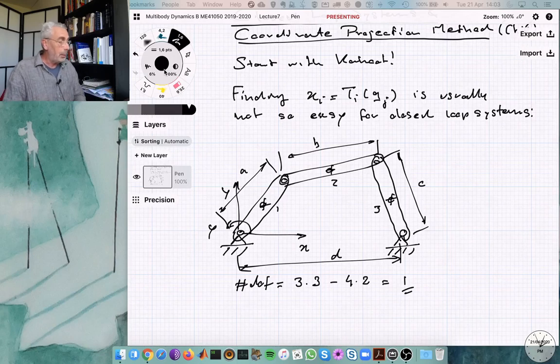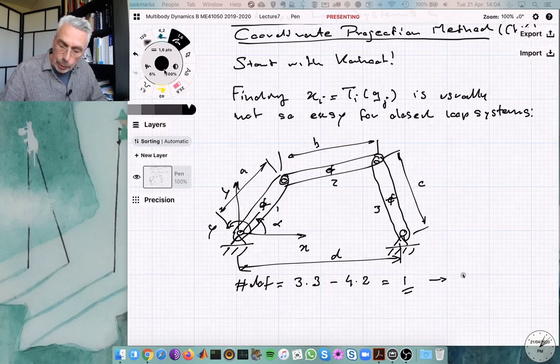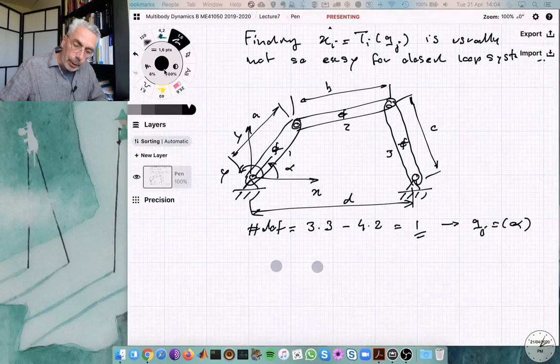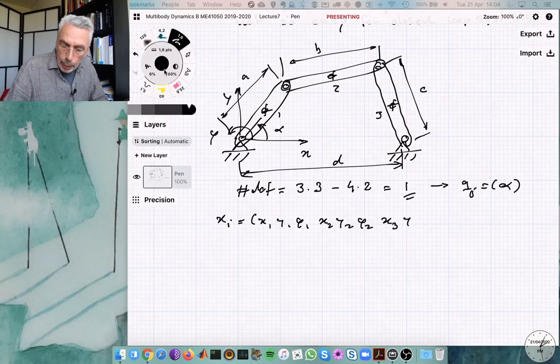So for this case, we have to choose some generalized coordinate, and it would be sort of sensible to say, oh, let's take this alpha as a generalized coordinate. So our qj in our case is then this single angle alpha. And what are our xi's? Well, our xi's are all the center of mass coordinates of all these 3 bodies. So x1, y1, phi1, x2, y2, phi2, and x3, y3, phi3.